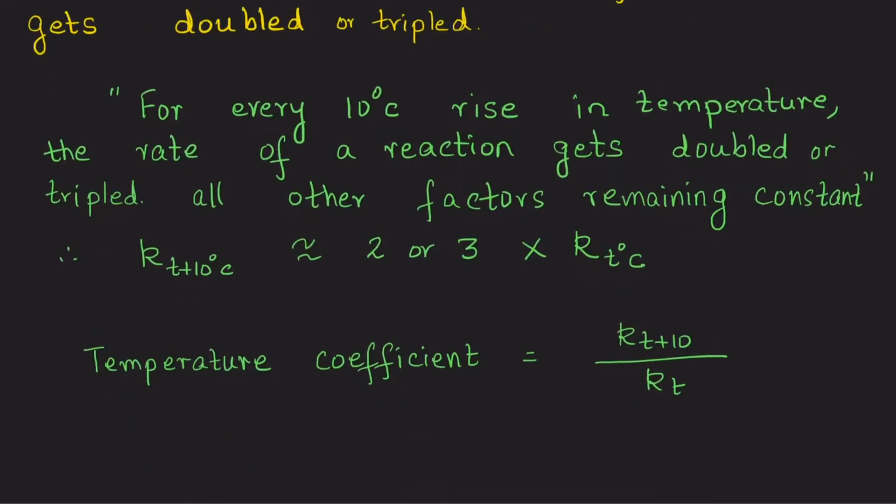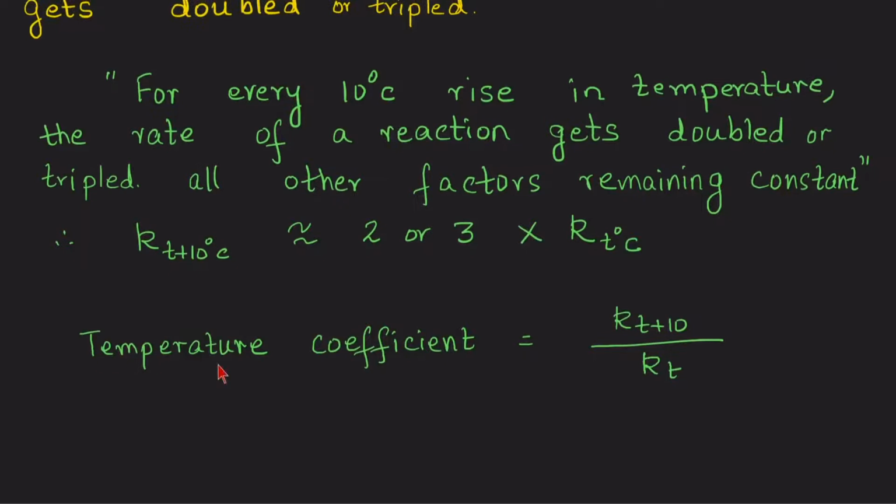This has been expressed mathematically by saying that the temperature coefficient is the ratio of the rate constant at T plus 10 degrees Celsius to the rate constant at T degrees Celsius. So this is called the temperature coefficient. The temperature coefficient tells me by how much the rate of a reaction will change when the temperature of a reaction is increased by 10 degrees Celsius.